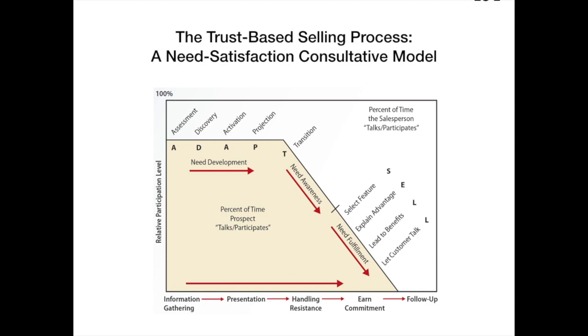Then we transition and we go into need awareness. This is where, as the salesperson, we help the prospect understand where their needs are and become aware of them. And it also lets us know, as a salesperson, what products or services we may have in our product arsenal to help meet their needs. And this will trickle down to need fulfillment, where we can talk with the client about features, advantages, benefits of our products that may help meet their needs.